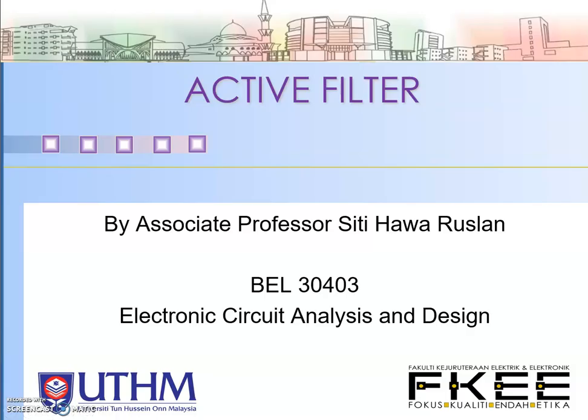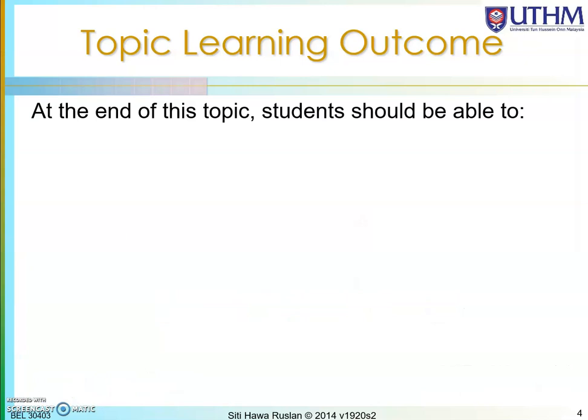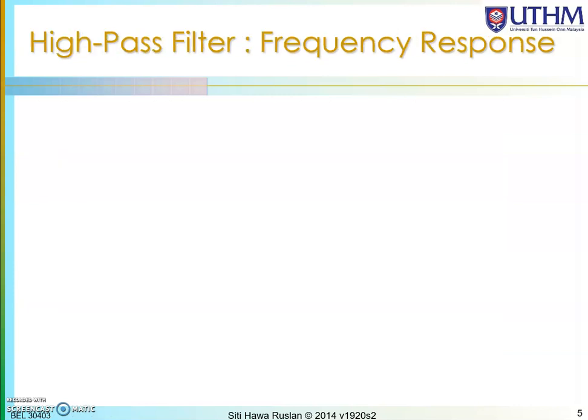Hello, we continue with the topic of active filter, but now we move to the high pass filter. Hopefully at the end of this topic, you should be able to distinguish between the ideal and typical frequency response of high pass filter and the order of the filter, and then derive a transfer function, design the active high pass filter, and solve any related question regarding a high pass filter involving op-amp.